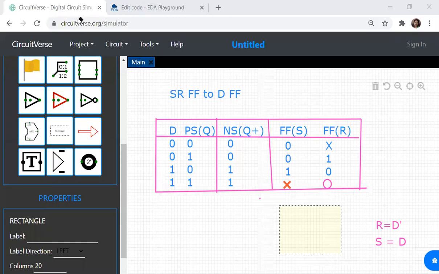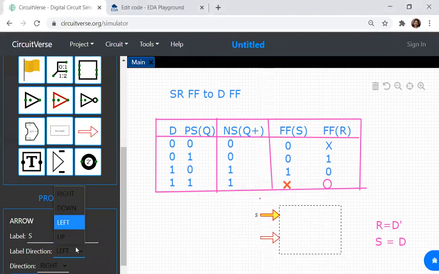Now I have to convert the flip-flop SR to D. SR to D clearly indicates that I already have an SR flip-flop on hand. I have to convert it into a D flip-flop. This is an SR flip-flop which I already have. S is already there and I also have R. This flip-flop is an SR flip-flop which already exists. Now this flip-flop I have to convert into D.